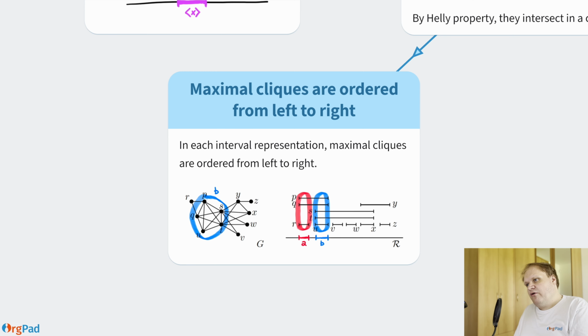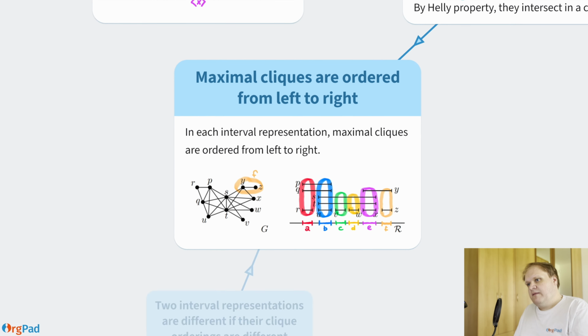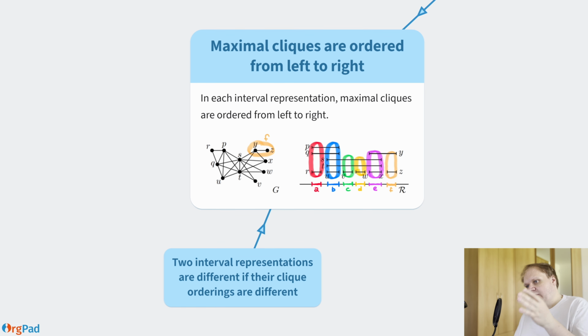So we have cliques ordered from left to right like this. So there is the C clique, D clique, E clique, and F clique. There are 6 cliques, 6 maximal cliques in this graph, and they are ordered from left to right. And by the way, 2 interval representations are considered different if their left to right ordering of cliques is different. Of course, we could always just tweak the representation a little bit by shifting endpoints just slightly, but this is not that structurally important. So it's just better to consider different representations for different orderings of cliques.